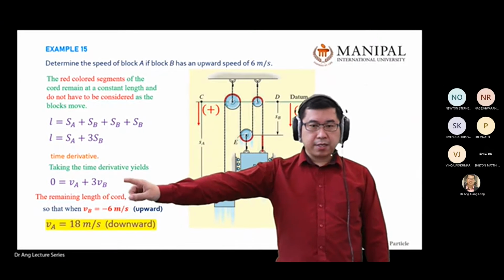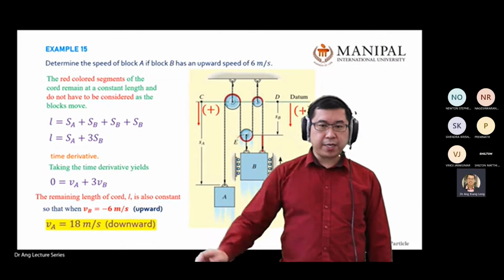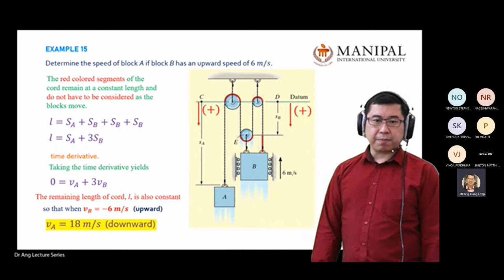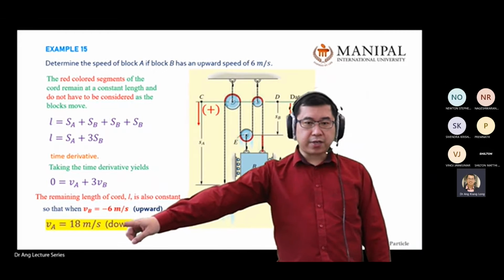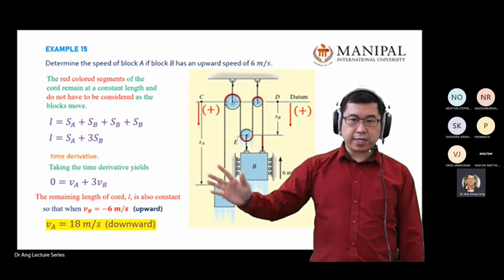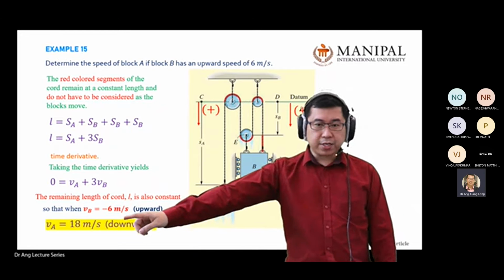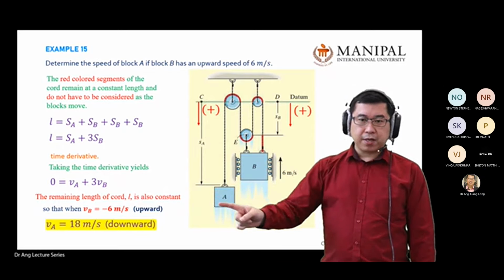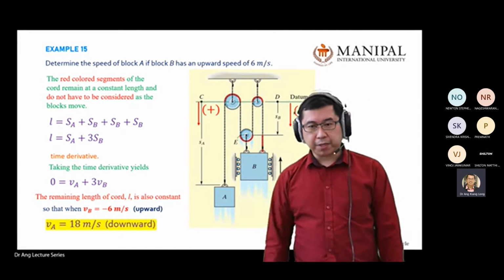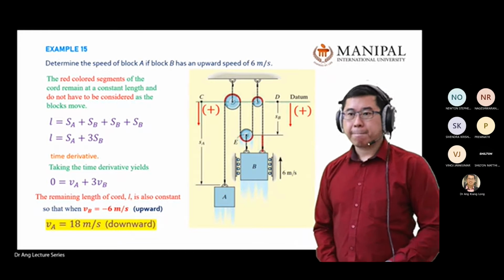Put in VA equal to negative 3 VB. Substituting minus 6, you get VA equal to 18 meters per second. In your calculation, you get a positive value of 18 meters per second. Refer back to your datum for A, where the positive direction is going down. Because your answer is positive, A is moving down at 18 meters per second. Any question?